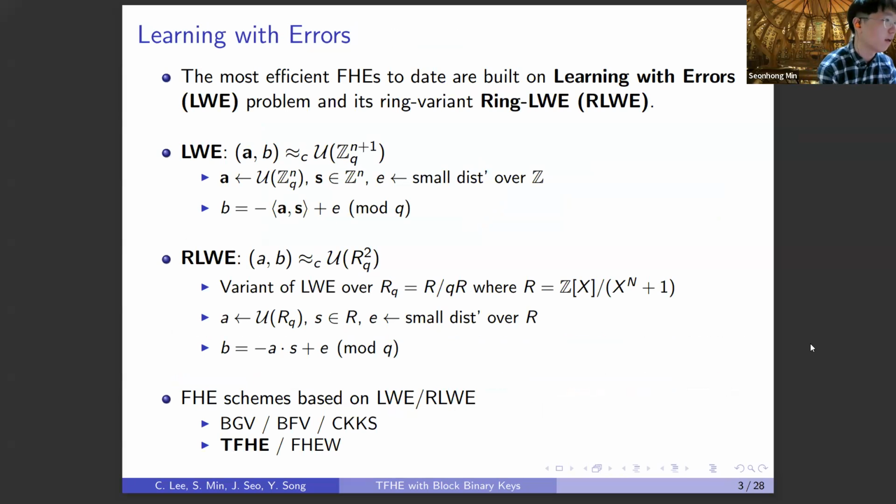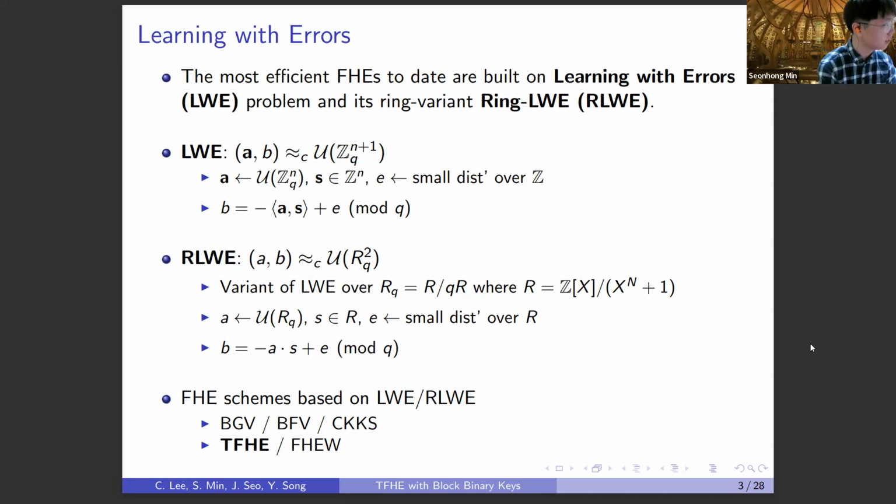Most of the efficient FHEs to date are built over the learning with errors problem and its variant, ring LWE. In a nutshell, the LWE problem is that if you sample A from a uniform distribution, and given a secret key S and some small error E, then if you set B equals minus the inner product of A and S plus E, then (A, B) is computationally indistinguishable from uniform distribution.